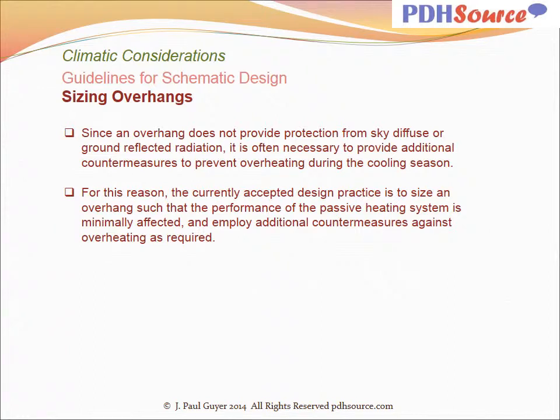Since an overhang does not provide protection from sky diffuse or ground reflected radiation, it is often necessary to provide additional countermeasures to prevent overheating during the cooling season. For this reason, the currently accepted design practice is to size an overhang such that the performance of the passive heating system is minimally affected and employ additional countermeasures against overheating as required.